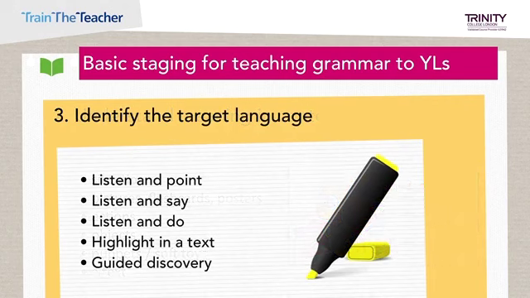3. Identify the target language. You then need to draw the learner's attention to the target language, in other words, the words that make up the structure. It's best to get the students to identify the language by pointing to the words on the board as you say them, listen and point, repeating the language in the situation, listen and say, doing the actions as they hear them, listen and do, highlighting the language in the text, and other learners can discover the language and rules from meaning, use, and form here.